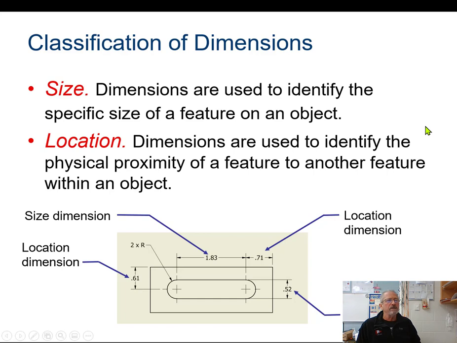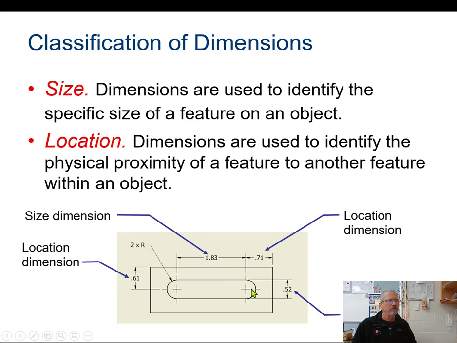There are size and location dimensions. Again, another question that I'm going to ask you. Size gives a size. Location locates something. A center mark is always a location dimension. This gives us a size. It tells us how big something is. What is the distance between these two centers?